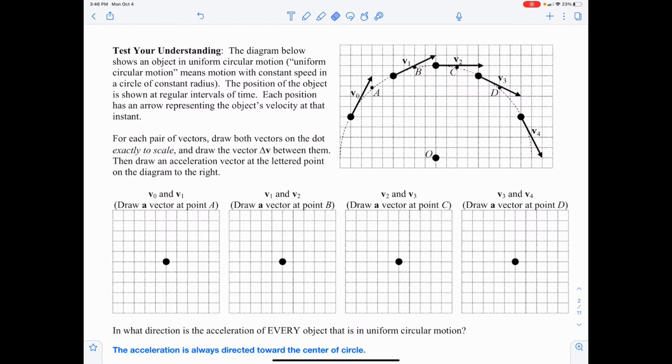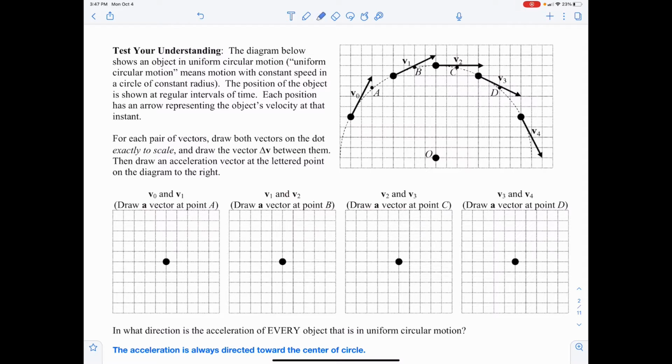Test your understanding. The diagram below shows an object in uniform circular motion. Uniform circular motion means constant speed in a circle with constant radius. The position of the object is shown at regular time intervals. Each position has an arrow representing the object's velocity at that instant. For each pair of vectors, draw both the vectors on the dot exactly to scale. Draw the vector delta V between them. Then draw an acceleration vector at the lettered point on the diagram to the right.